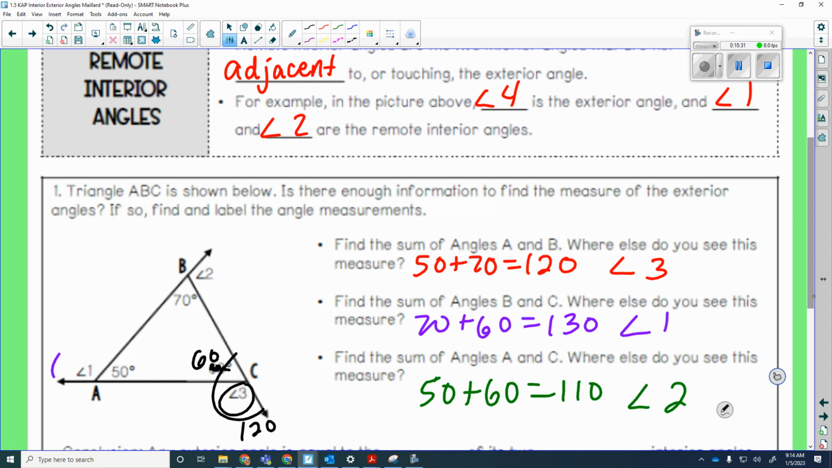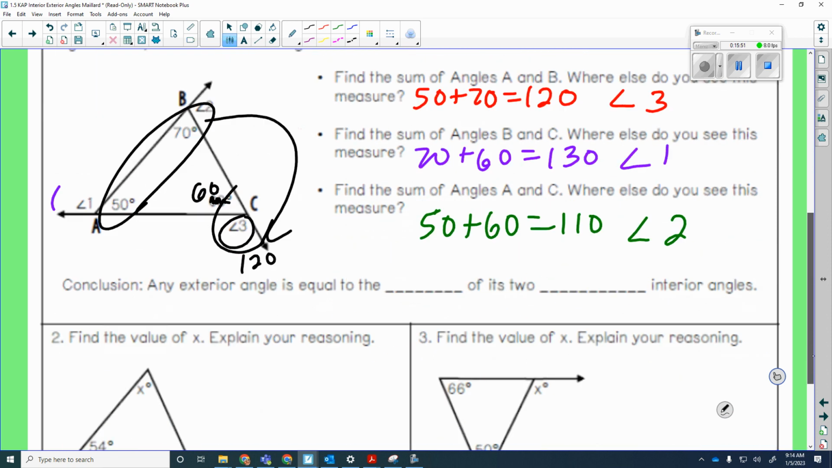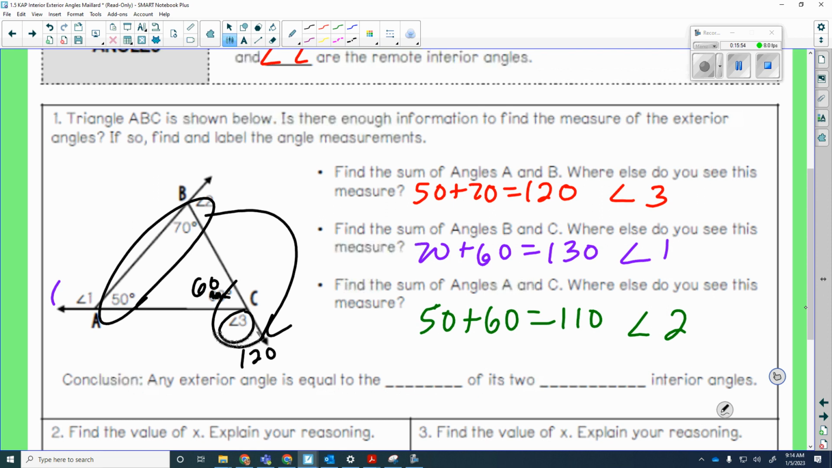You see what I'm saying? So if you happen to forget the rule that this guy equals this guy, well, you can still figure it out using what you already knew from last year. Does that make sense? I just want to throw that out there because some people are like, oh, what's that one again? I forgot about it. What's it called? Oh, the remote interior angles. You're not going to forget that word. But I'm just showing you another way to do it. Okay, so conclusion. Any exterior angle is equal to the sum of its two remote, is the real word, but I like opposite, interior angles. Okay?